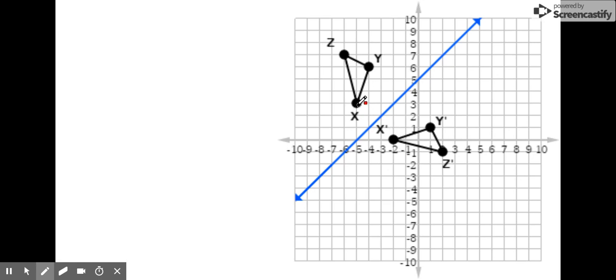And then also if you're connecting X to X prime, we can see that that line segment is perpendicular to the AOS, and it was also cut in half by the AOS. Same thing for Y to Y prime and Z to Z prime. All the other points obviously had the same thing happen, but it's easiest just to focus on the anchor points of your shapes and then just connect your line segments. And that's how you do a reflection.